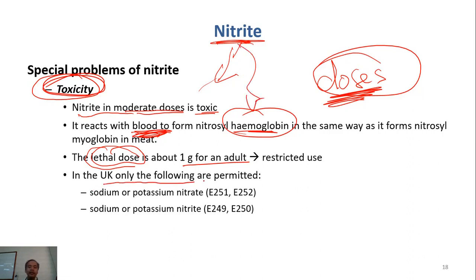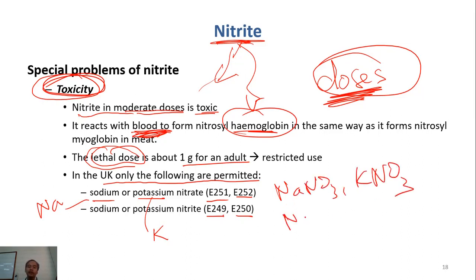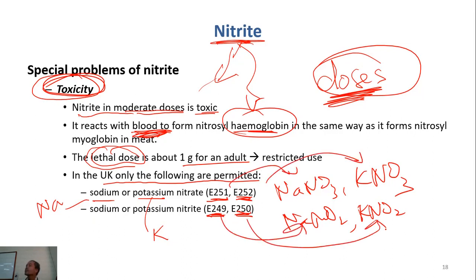In the UK, only the following salts are permitted: sodium or potassium. Sodium means Na, potassium means K, kali in Vietnamese. Okay, sodium and potassium nitrate, sodium and potassium nitrite. These are the 4 salts which are allowed to be used in food: sodium nitrate, potassium nitrate, sodium nitrite, or potassium nitrite. And then you have an E number. For each salt, you have one E number. E means an additive. It needs to be controlled very well, the dose that we use.